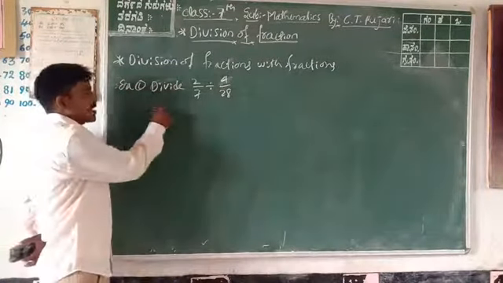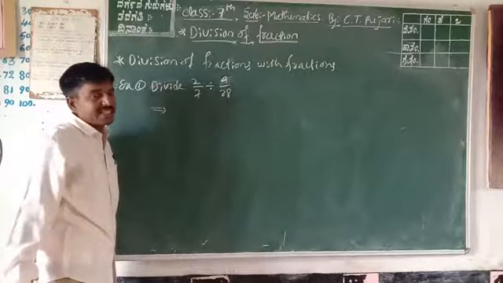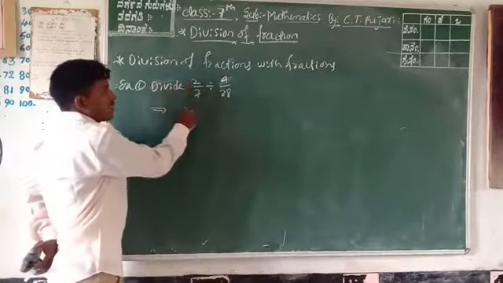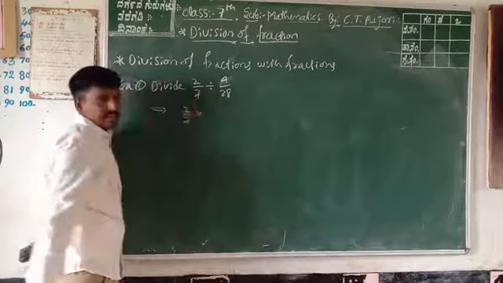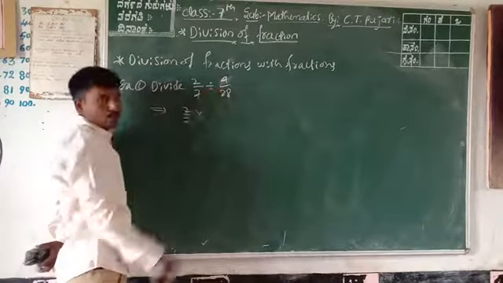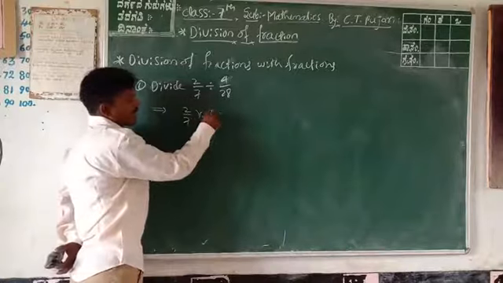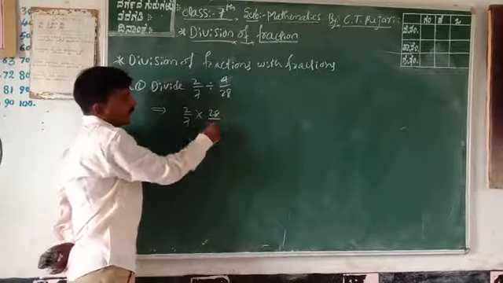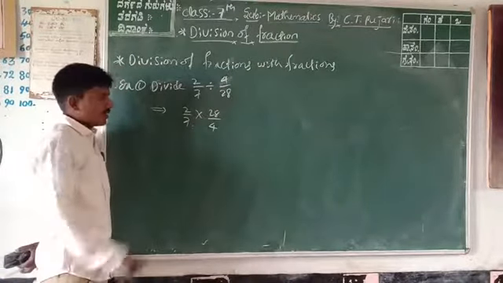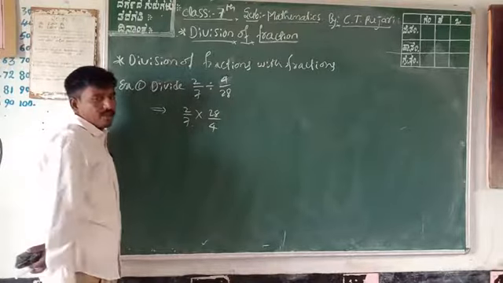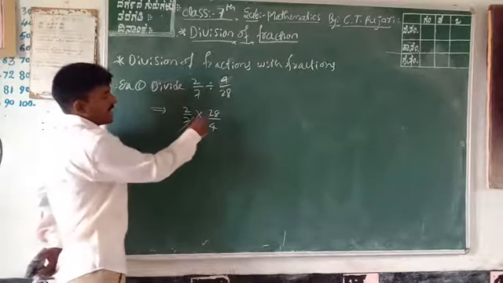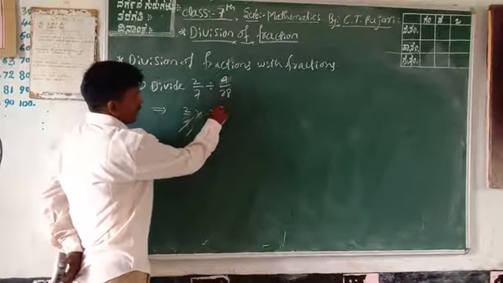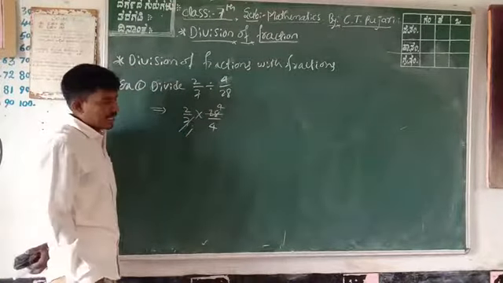Again, same as it is. Division of fractions: the first fraction same as it is, 2 by 7 same as it is. Change the division sign into multiplication sign, and write the reciprocal of these two. Reciprocal of these two means what? 28 by 4. These two multiplication. Before multiplication you can do cancellation. Cancellation means 7 ones are 7, 7 fours are 28.